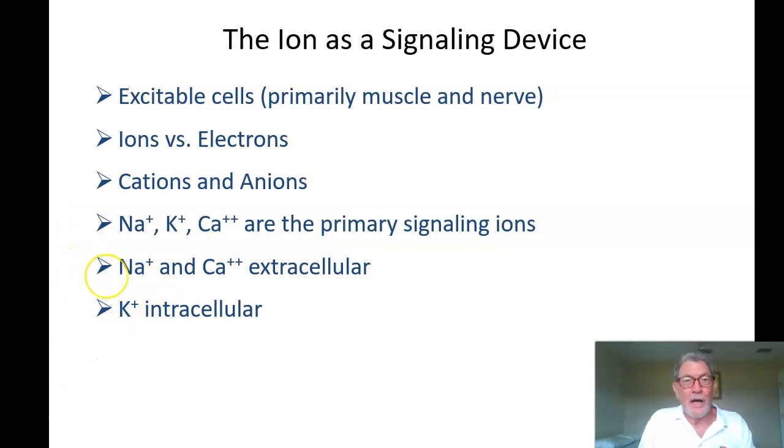Our electrolytes, or ions, are sodium, potassium, and calcium. There are some others that jump in and help out at times, but for this purpose, sodium, potassium, and calcium are our electrolytes, and they're called that because they have electrical charges, and therefore they can be used to cause electrical currents. Sodium and calcium are extracellular. Those are kept outside the cell. And potassium is your intracellular ion. These are all positive ions.